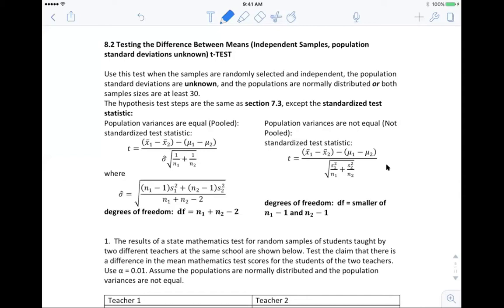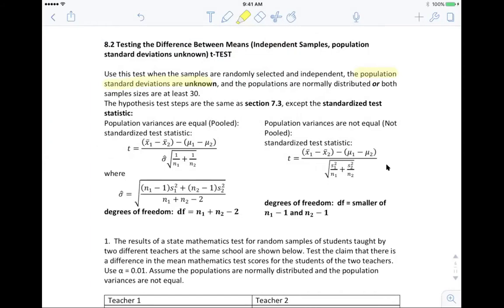8.2 is testing the difference between means. It's really similar to 8.1, except you're gonna use the t-test. And the reason for that is because standard deviations are unknown. What I mean is population standard deviations are unknown. You will have some sample standard deviations, but the population standard deviations are unknown. That's the difference, and then you have to use the t-test with new formulas.